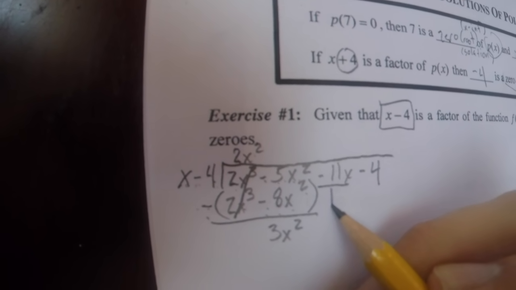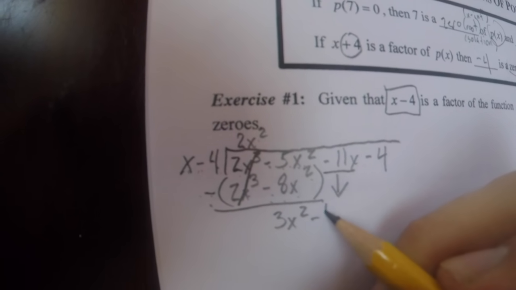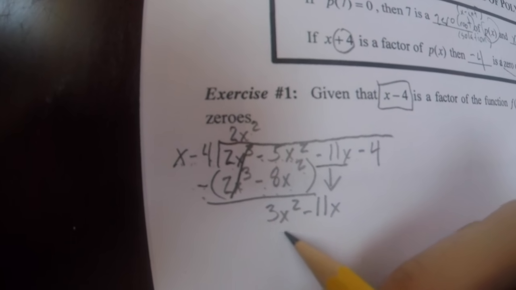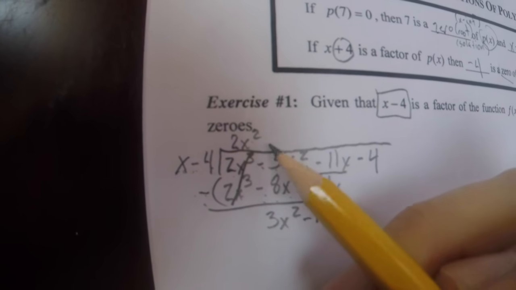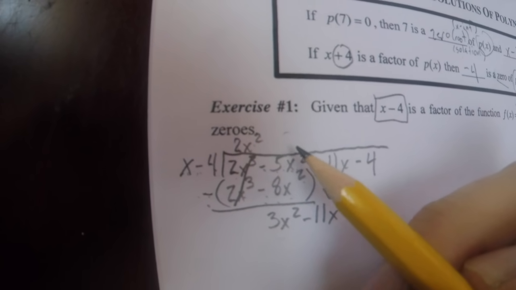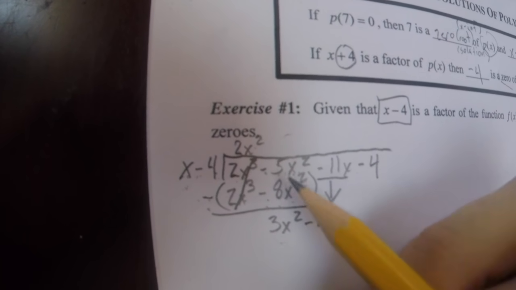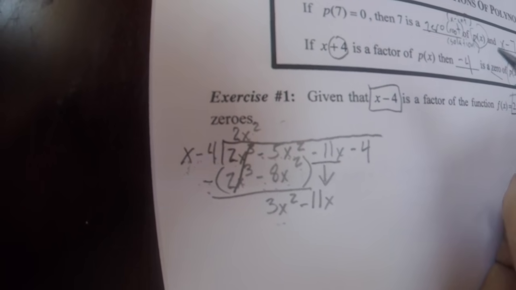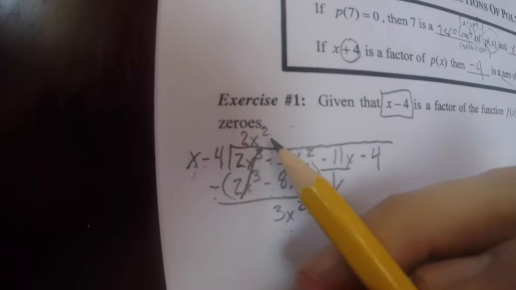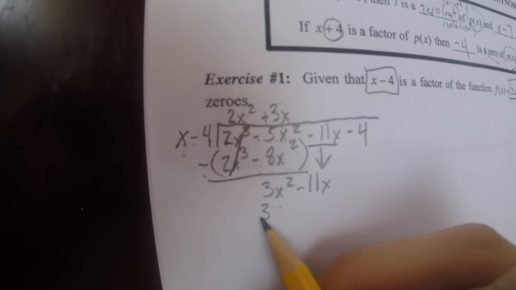Take this guy, negative 11x, and bring it down. Now we go back up here, okay? We take a look at 3x squared and we say to ourselves, okay, my next term in my quotient is going to be whatever I can multiply x by in order to get 3x squared. So what can I multiply x by to get 3x squared? How about 3x, right? A positive 3x. 3x times x would be 3x squared.